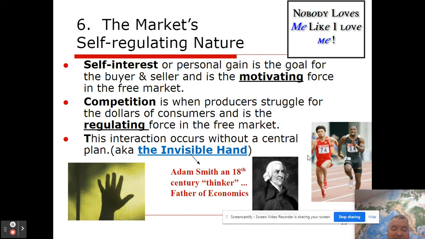Anyway, this is Adam Smith. He was one of the original fathers of economics in the 18th century. His work describing the invisible hand of economics really was the first formal description of capitalism. And he wrote a book, I believe it was called Wealth of Nations, describing these interactions.